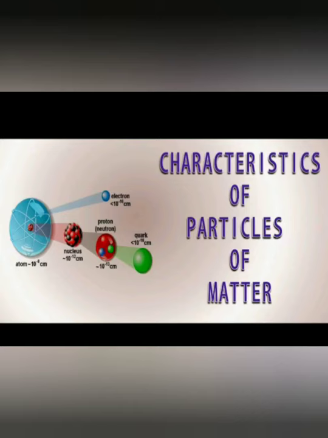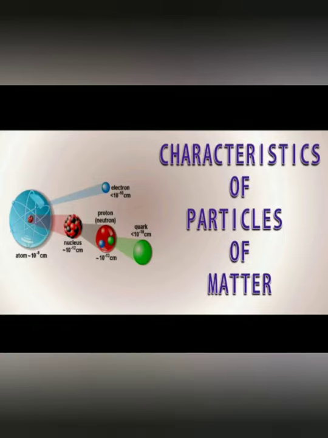Now, let us recall the three properties of particles of matter we have studied till now. First, particles of matter are extremely small in size. Second, the particles of matter have space between them, that is, we describe interparticle spaces. Third, we have just learned that particles of matter are in motion.